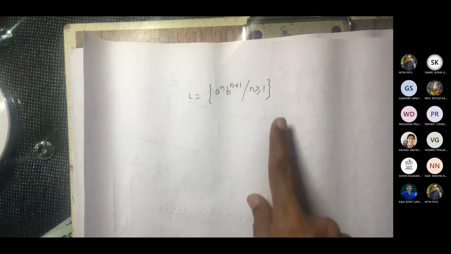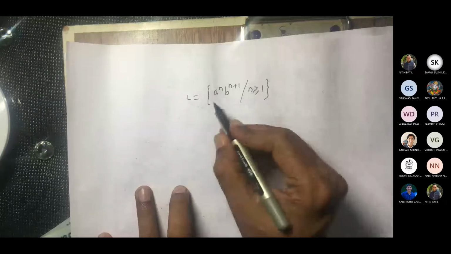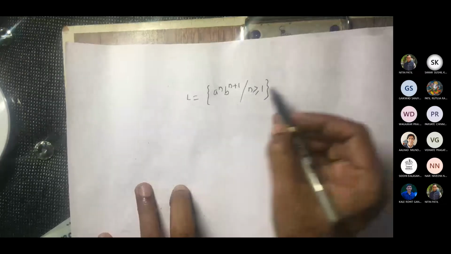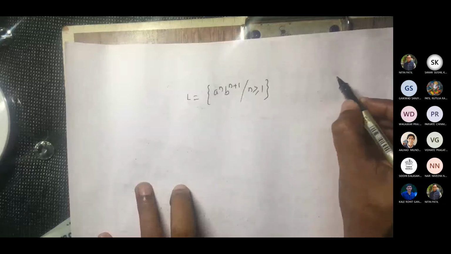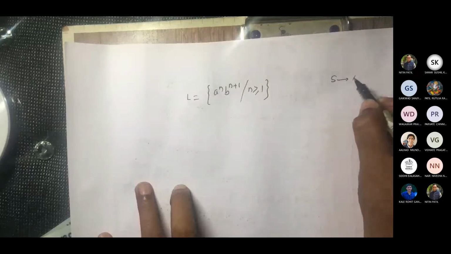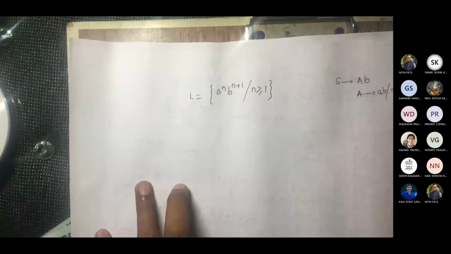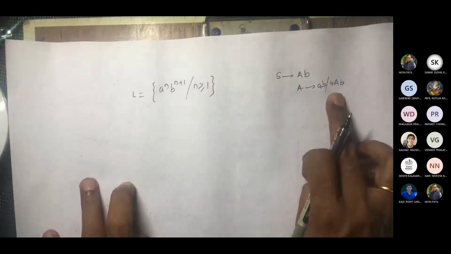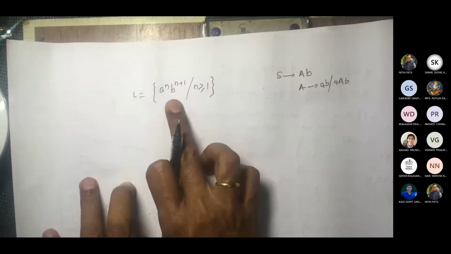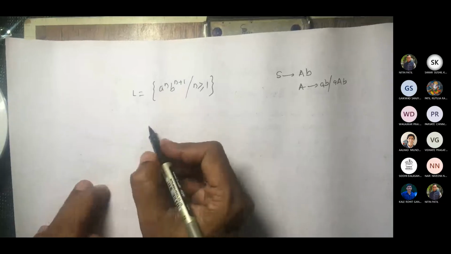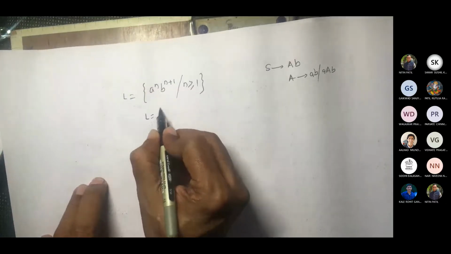By the way, you should ask a question: is it a context-free grammar? Yes. How can I write the grammar? I want all A's and B's to be generated. Suppose it is S gives AB, and A gives AB or AAB. So this grammar will give you any such string, A raised to n, B raised to n plus 1. So L would be what?